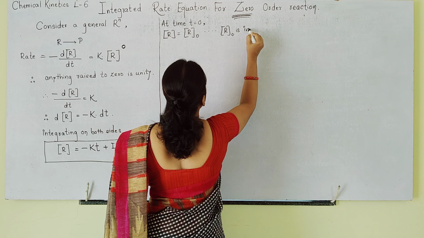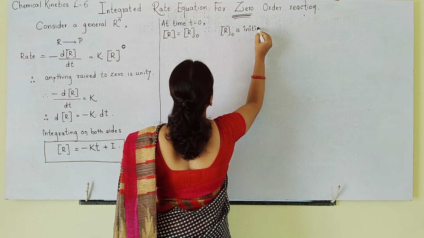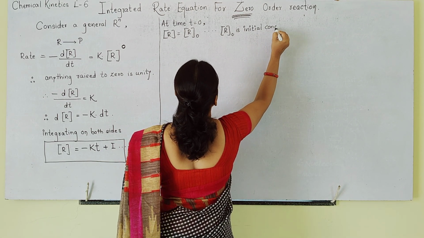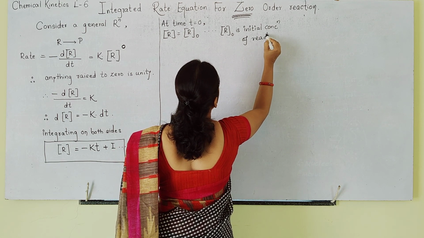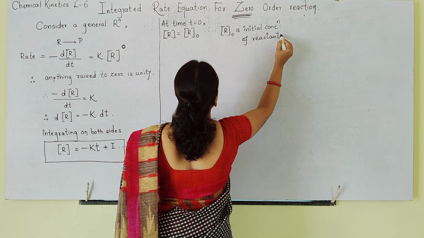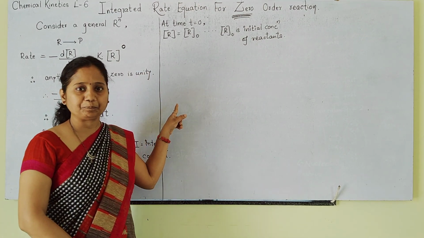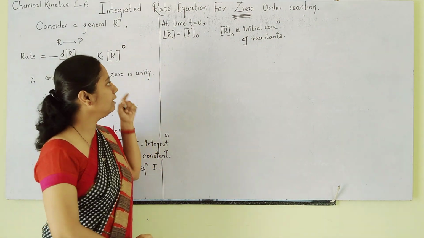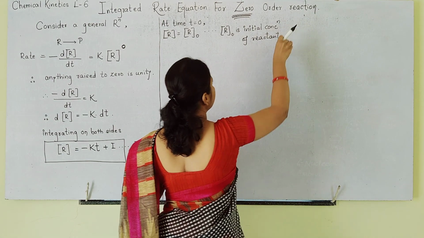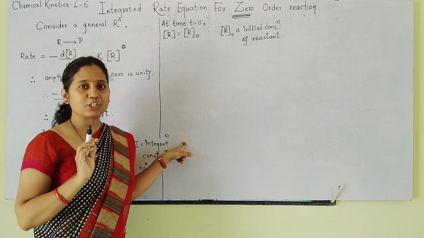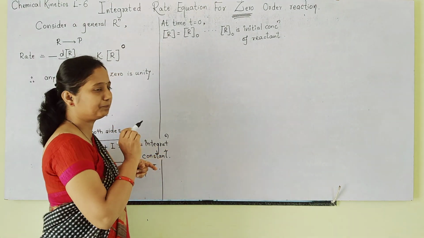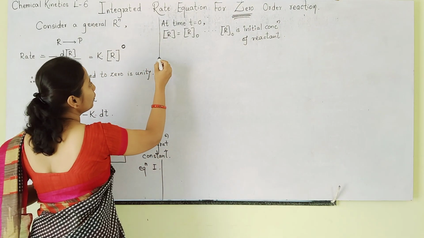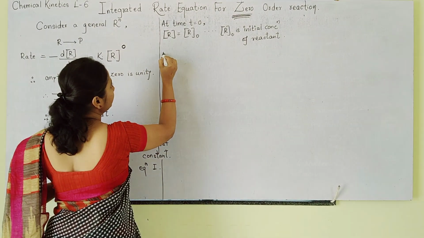I is the initial concentration of reactants. Here only one reactant is there, so I will write reactant. Initial concentration is indicated by R naught. Okay, so let us substitute in the first equation.